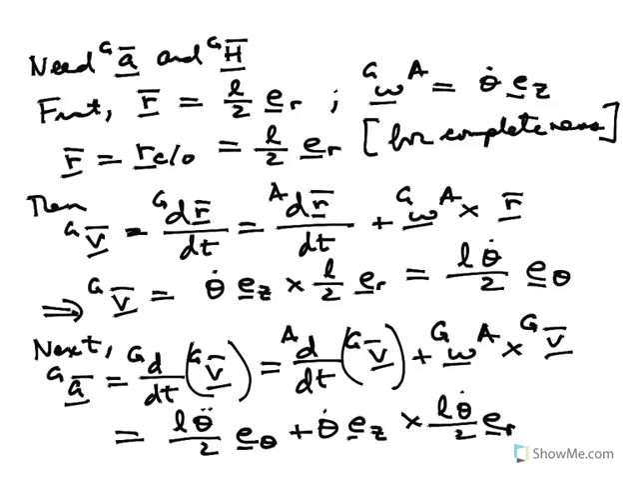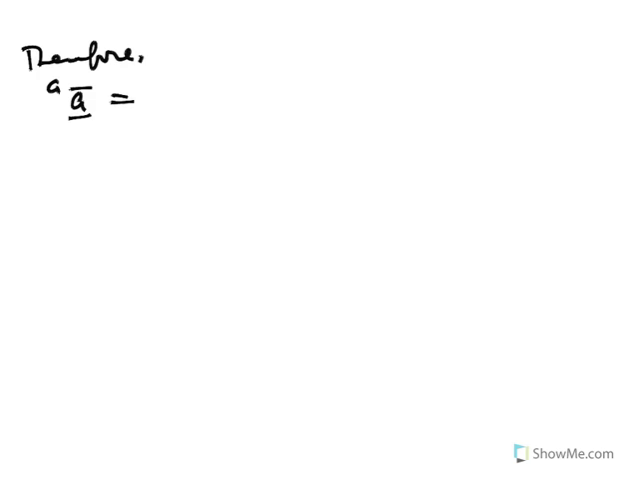So therefore, the acceleration of the center of mass, if I put these back in the order of the basis vectors, Ez crossed with E theta, my apologies, Ez crossed with E theta is equal to minus ER. So we get minus L theta dot squared over 2 ER plus L theta double dot over 2 E sub theta. So that's the acceleration of the center of mass.